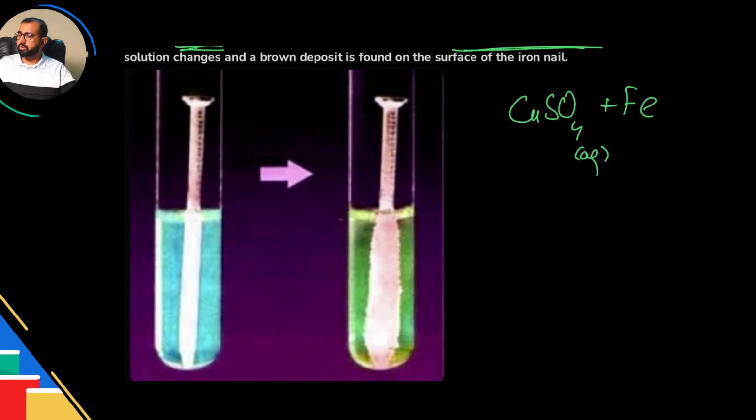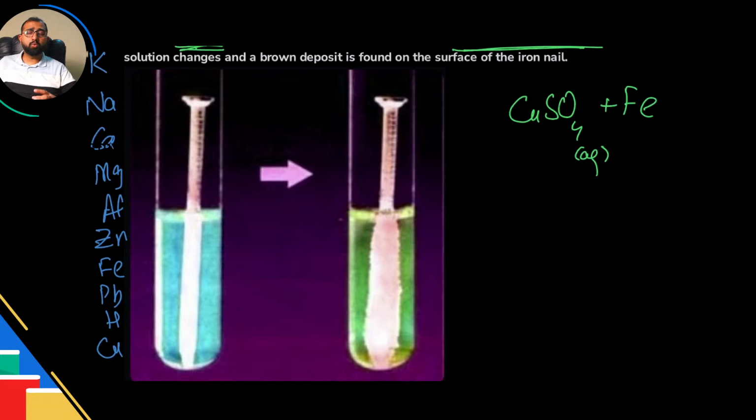Why? Because we know that iron is more reactive than copper. There is an electrochemical series that you need to know about. You need to remember this. I'll quickly write it down here. Potassium, sodium, calcium, magnesium, aluminum, zinc, iron, lead, hydrogen, copper.